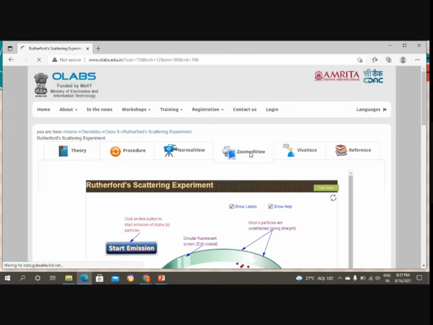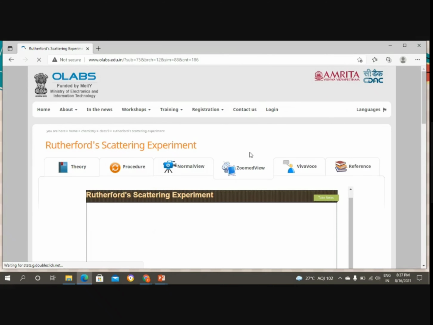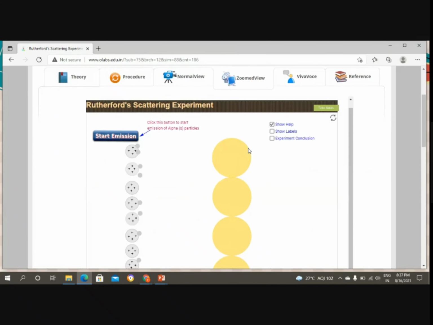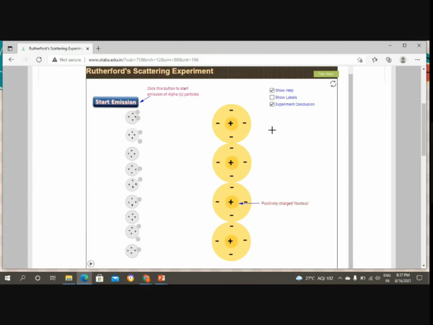Now let us look at the zoomed view to understand the experiment better. So here we have the gold foil. This is the gold foil, okay, and these are the positively charged nucleus of the gold foil. And here the emission of alpha particles takes place. Alpha particles are positively charged particles, okay.